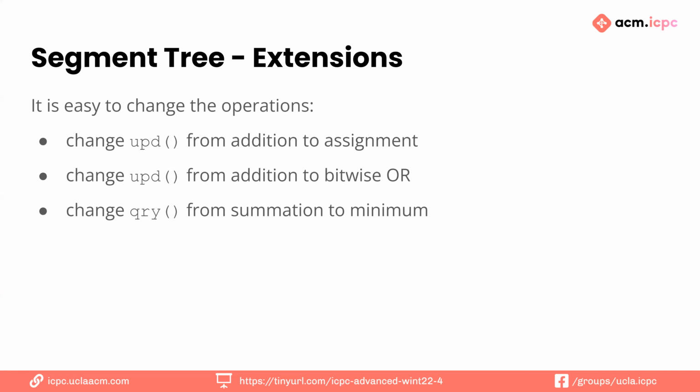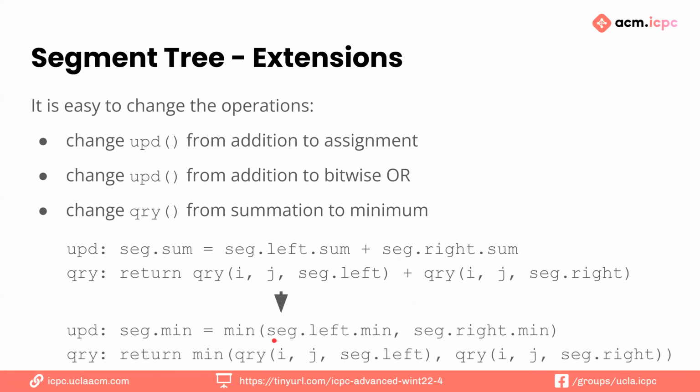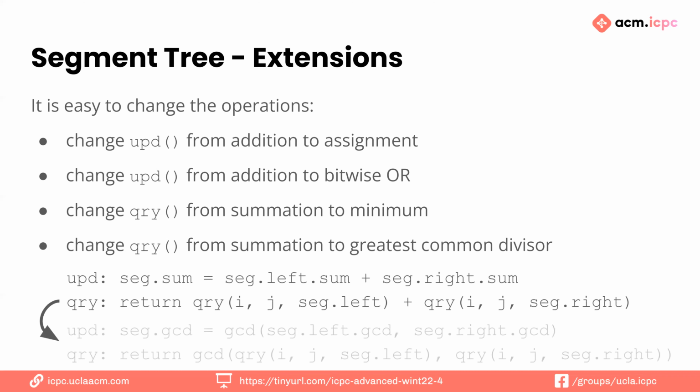Suppose we want a minimum instead of summation over a range. There are two places that we have to change. One is in the update, where you update the parent node after you update the child node. Before, the sum was the sum of the left segment plus the sum of the right segment, and you have to change it to the min between the min of the left segment and the right segment. And then for query, you also have to change how you combine the results. Then you can also do GCD, like so. Does the slide make sense? Any questions on this?